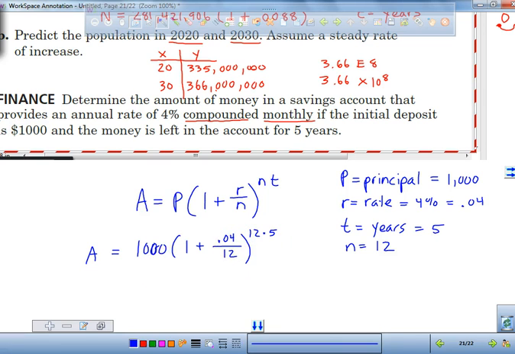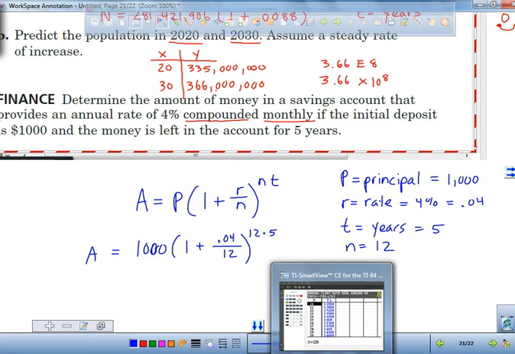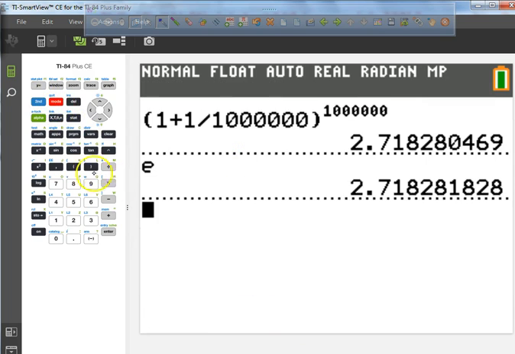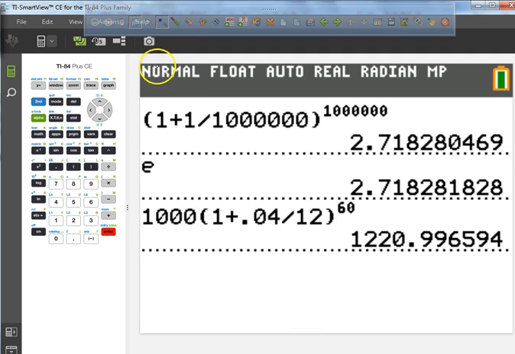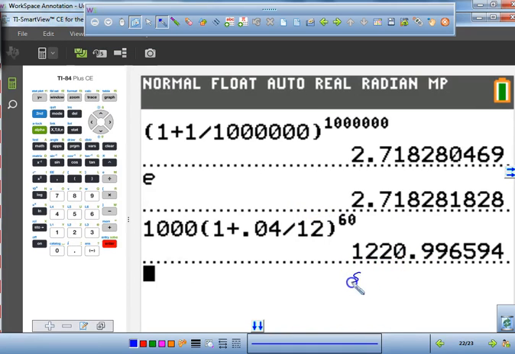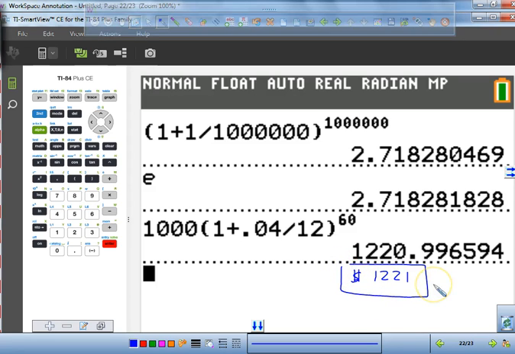It was at 4%. So we got our calculator. We're going to go 1,000, open parentheses, 1 plus. Now, you don't have to do alpha y equals enter. You can actually just do 0.04 divided by 12 and close it, that's okay. You can use it just like that. And raise it to the power of 5 times 12, which is 60. And 1,220. Oh, guess what? It's going to round up, isn't it? So if it's compounded monthly, it would be $1,221.